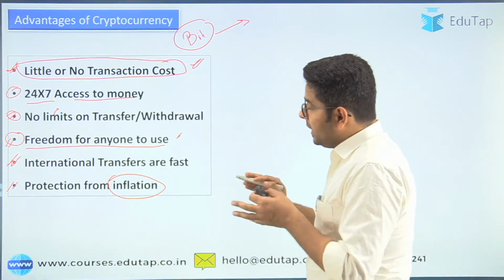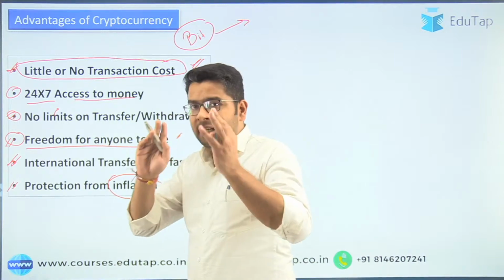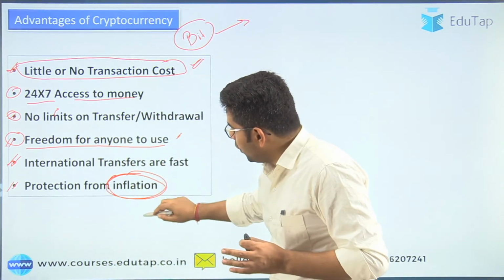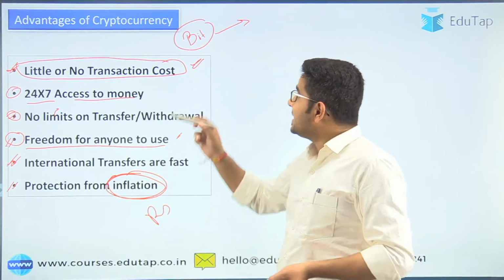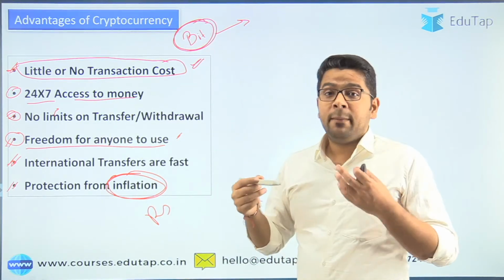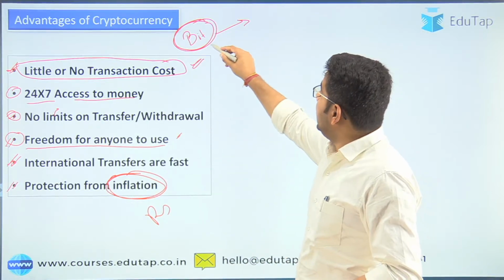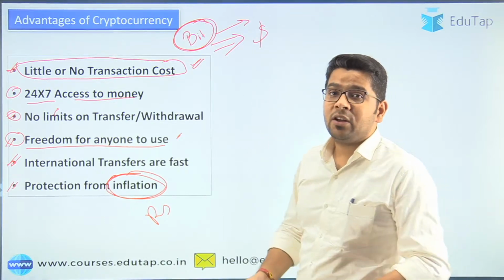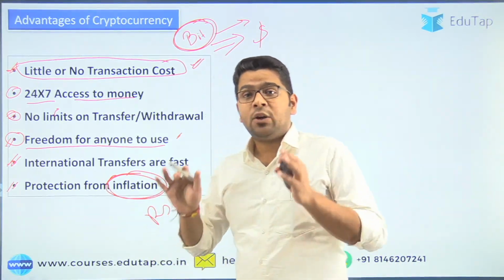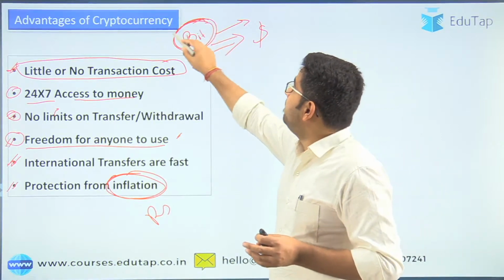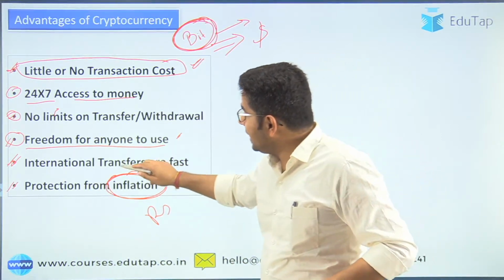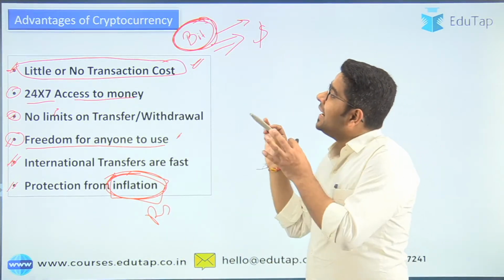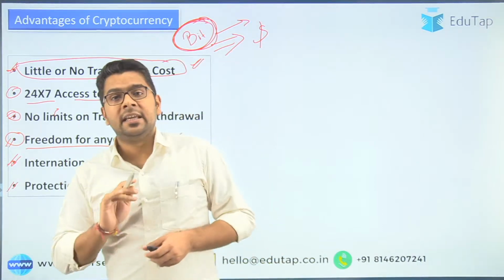So protection from inflation. Let us take the example of Bitcoin again. It doesn't matter what the value of the rupee is at the moment. It is the value of the Bitcoin which is important. It remains the same. It doesn't matter what the value of the dollar or the rupee is. It only matters what the value of Bitcoin is. So definitely it is protected from inflation. So these are the advantages of cryptocurrency.